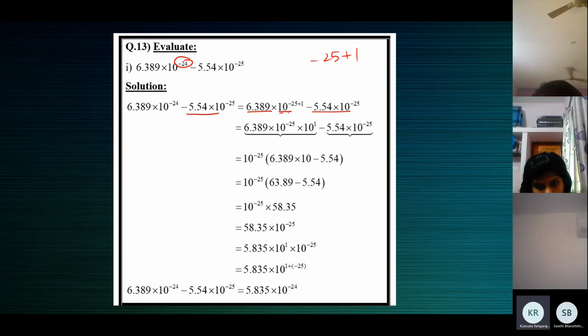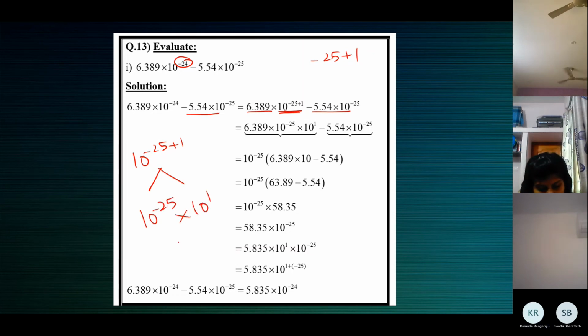Then we write this one. We write 10 to the power minus 25 plus 1. We break it. We split it and write it as 10 to the power minus 25 into 10 to the power 1. Because when bases are same and it's multiplication, we'll add the powers, right? 25 plus 1. So we write this as it is. With this one, we split. We write it as 10 to the power minus 25 into 10 to the power 1. And the second part I've written as it is.